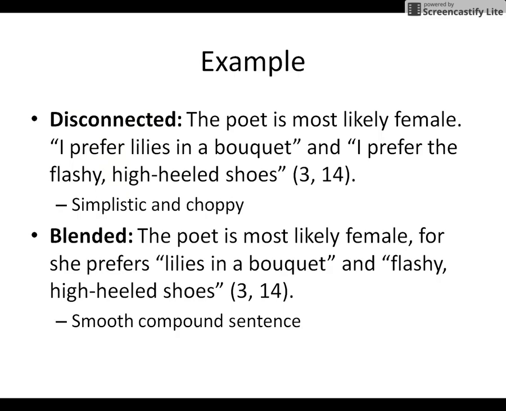Let's look at an example. The poet is most likely female. I prefer lilies in a bouquet, and I prefer the flashy high-heeled shoes. Notice that this style is simplistic, it's choppy, and it's even redundant. The evidence has flown away from the inference. But the sentence, the poet is most likely female, for she prefers lilies in a bouquet and flashy high-heeled shoes, is concise, smooth, and mature. The poet's words are blended into the response writer's own words.